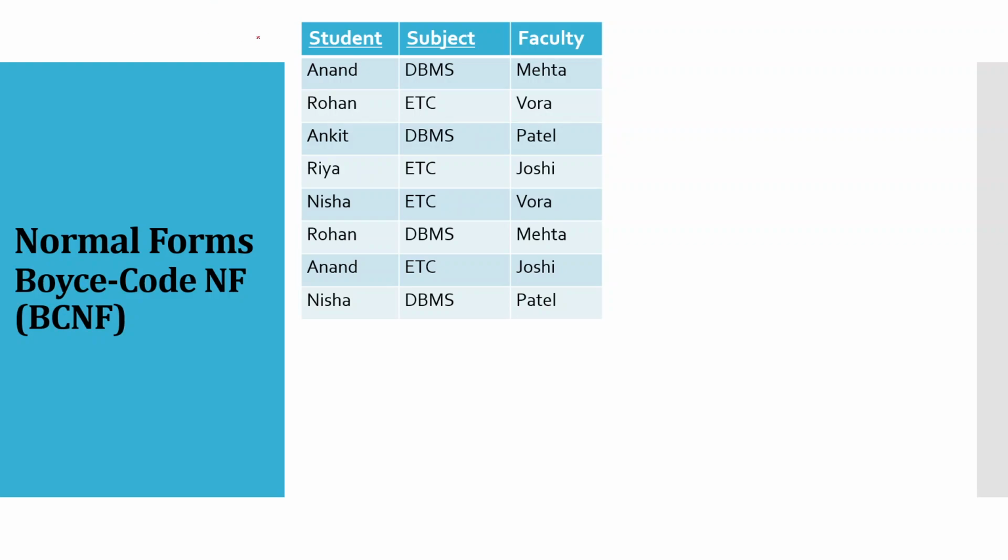Right. So here we have student, subject and faculty. Student and subject are the primary keys. And you can see that Anand is learning DBMS with Mehta sir. Rohan is learning ETC with Vora sir. Ankit is learning DBMS with Patel sir. So you can assume that there are many faculties who are teaching the same subject, and there are different students learning the same subject with different faculties.